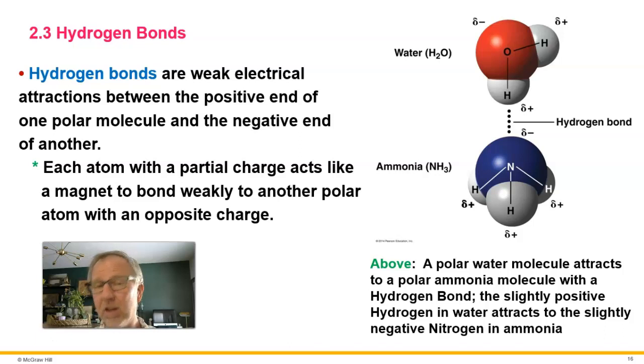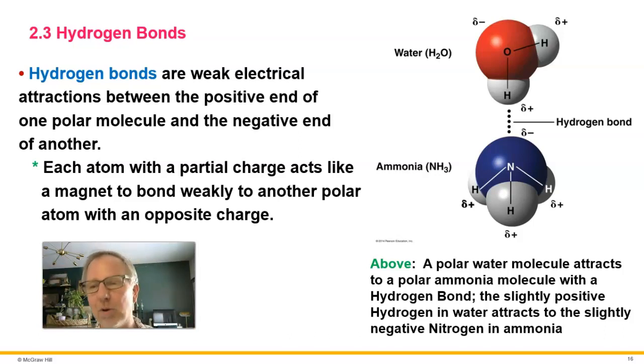Here's the definition. A weak electrical attraction between the positive end of one polar molecule and the negative end of a second polar molecule. That's the extent of it. It's an attraction between two polar molecules. So each atom with this partial, little bit, delta, negative or positive, kind of acts like a magnet, oppositely charged to attract to each other.